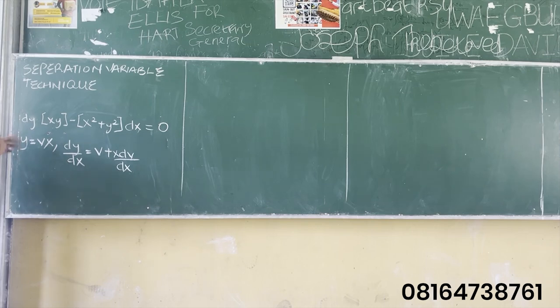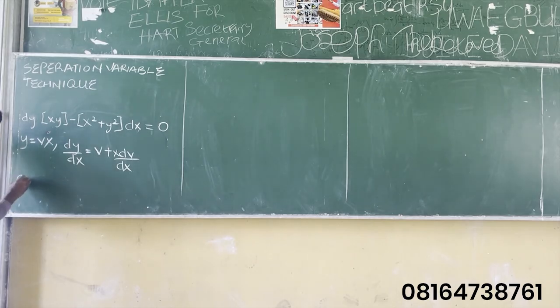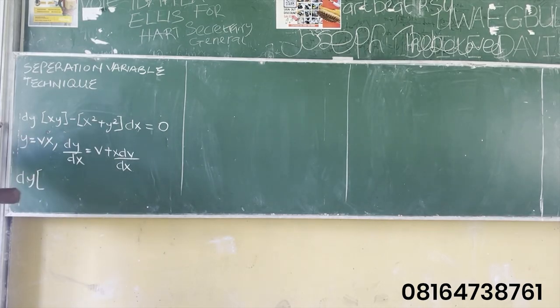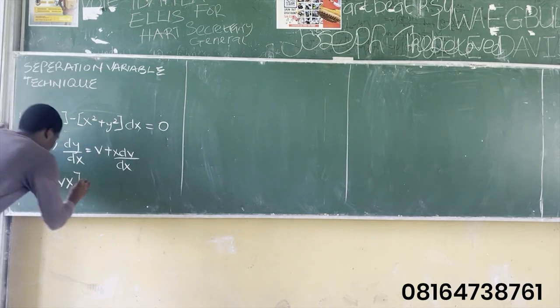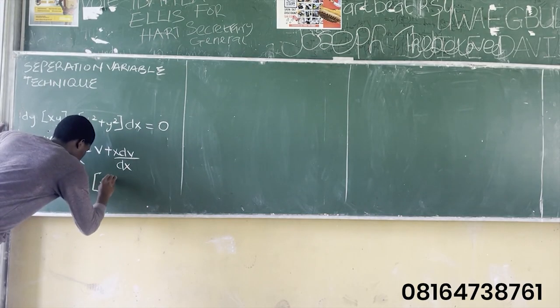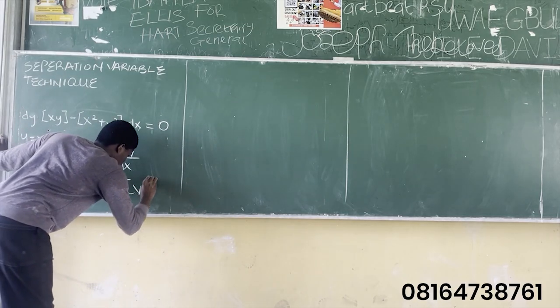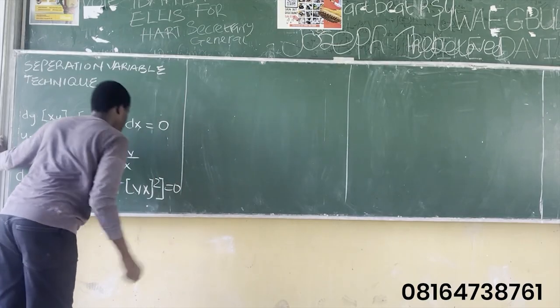So now we are going to be attempting this question. So let's start. We're going to be substituting this into this. So we have dy is equal to, bracket x times vx minus x squared plus vx squared is equal to 0.